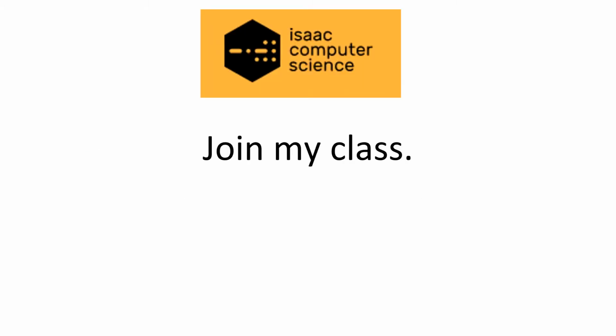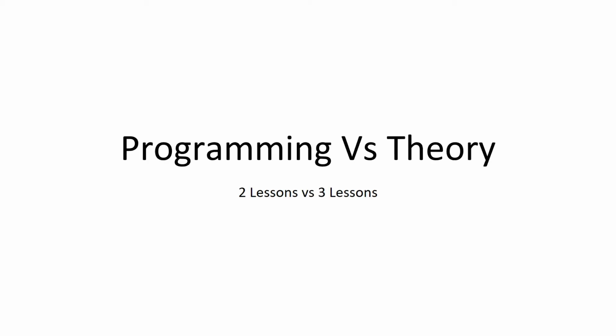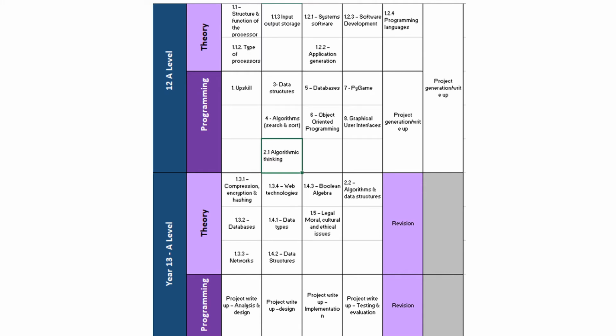If you haven't already done so, you need to get the code from me for Isaac Computer Science and join our class. We will be completing 2 lessons of programming and 3 lessons of theory each week, but some weeks we'll swap that around when we need a little bit more of a focus on programming.